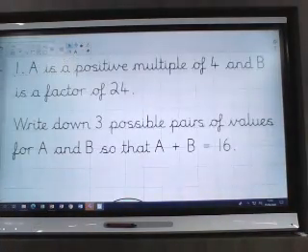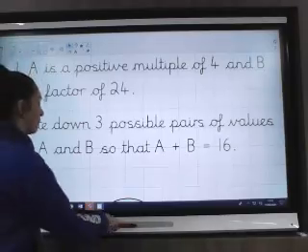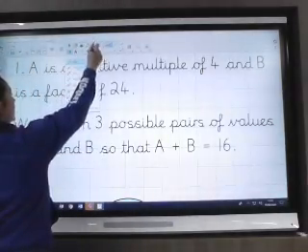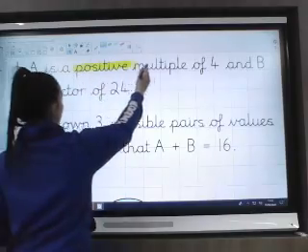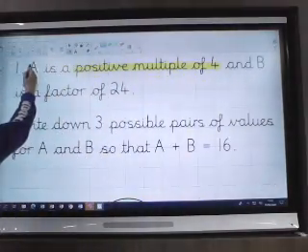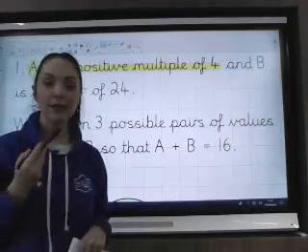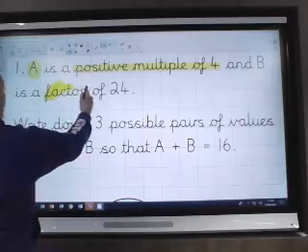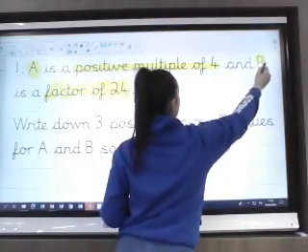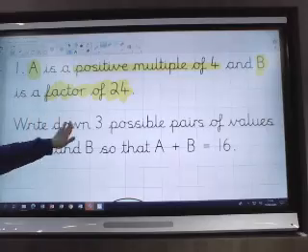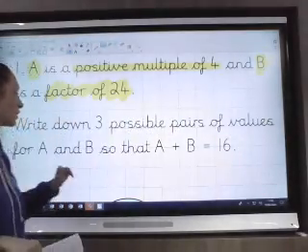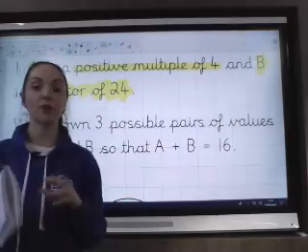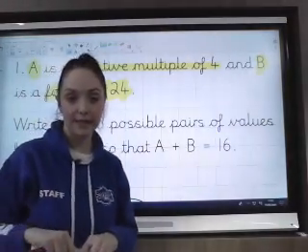So question 1 says A is a positive multiple of 4 and B is a factor of 24. Okay, so let's have a look at our key words. So we've got positive multiple of 4 for A. So positive just means it's not a minus number, so it's above 0. Okay, and B is a factor of 24. So that's what we need to know. It says write down 3 possible pairs of values for A and B so that A plus B equals 16.